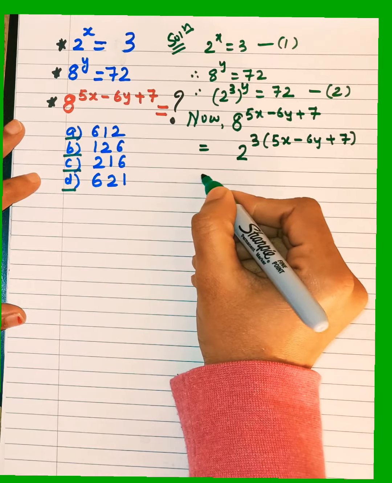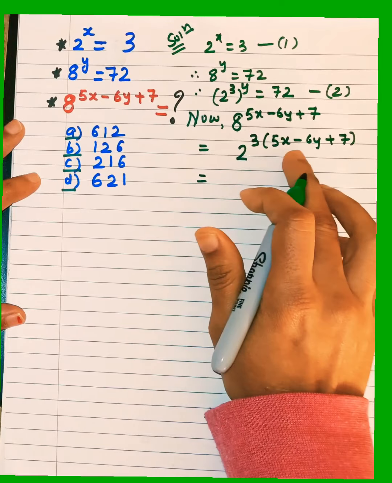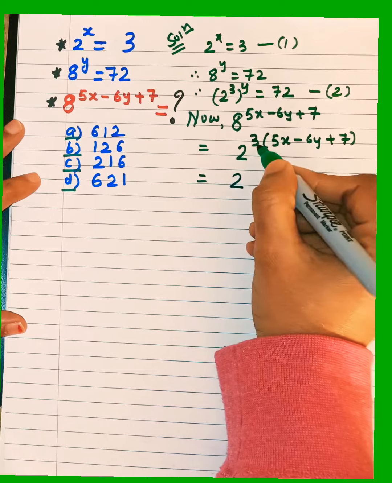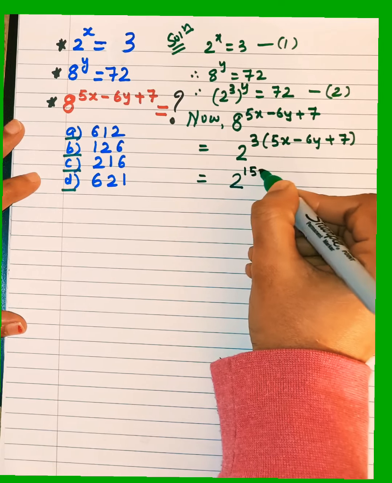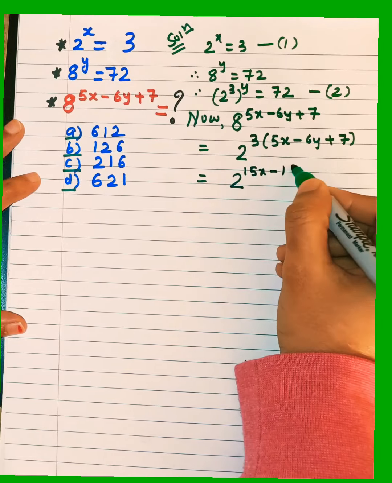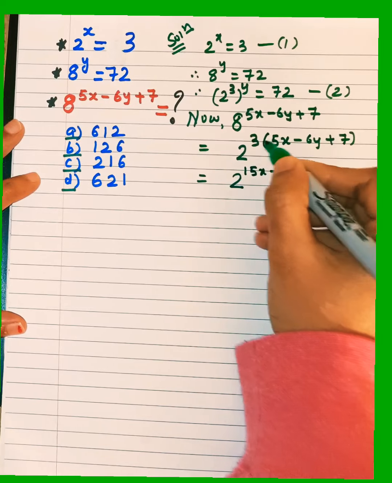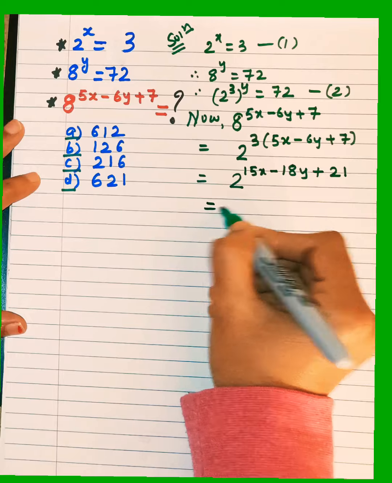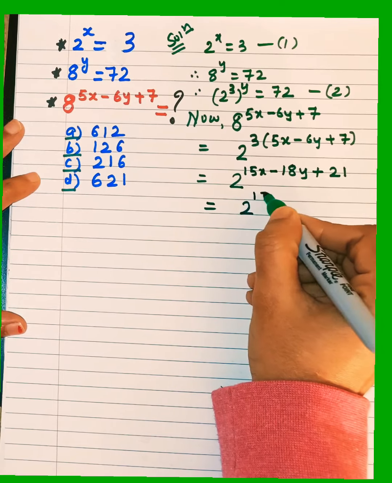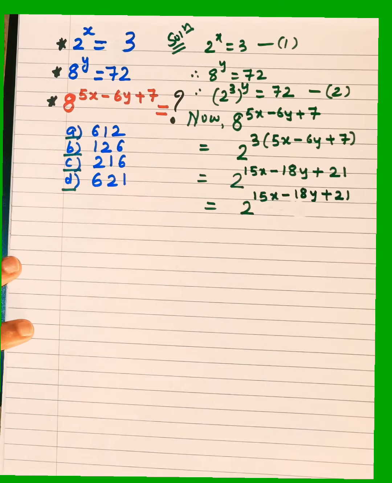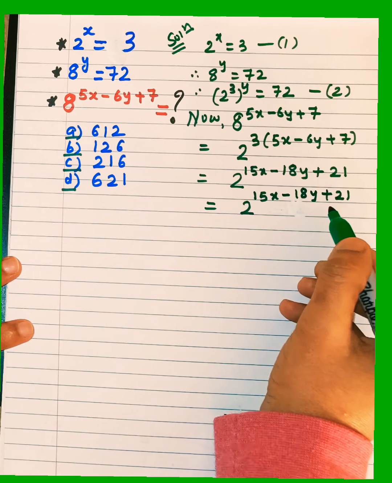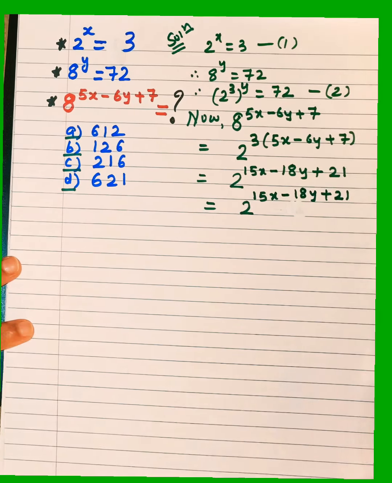Now moving ahead, this 3 we will multiply inside the bracket. So 2 raised to 3 fives will be 15x, minus 3 sixes will be 18y, plus 3 sevens will be 21. Now I am separating this. What I will get is 2 raised to 15x minus 18y plus 21. This we have to separate now.